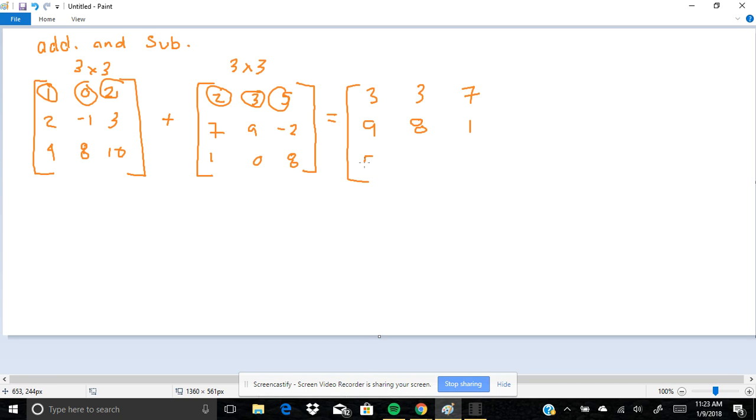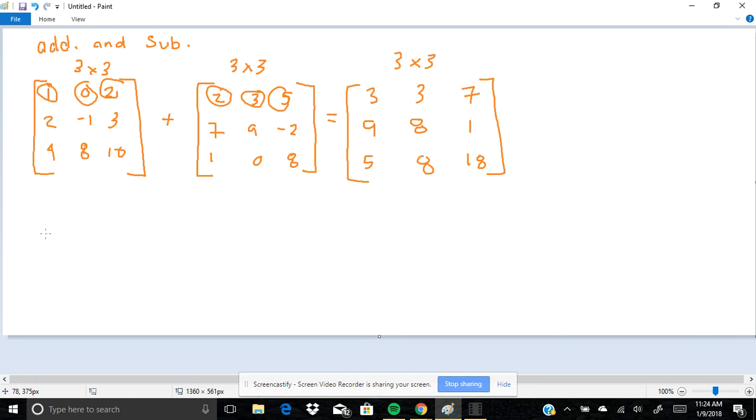4 plus 1 would be 5. 8 plus 0 would be 8. And 10 plus 8 would be 18. As you can see, that's the same proportion as these two. So 3 by 3. You just combine the numbers.